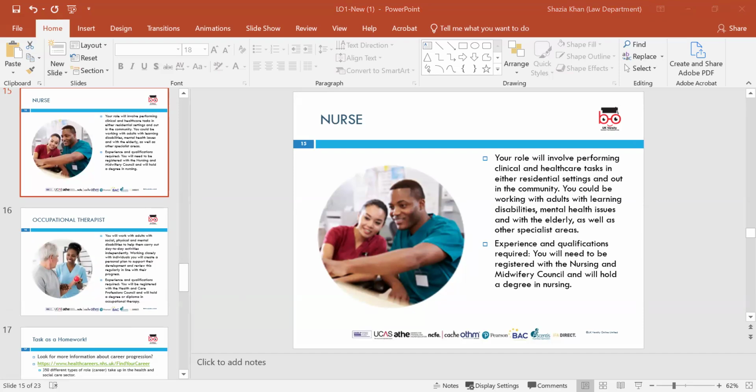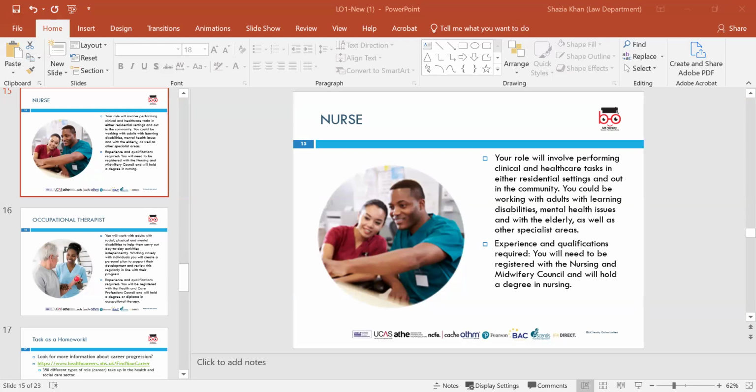Communication skills. Okay, excellent. Why is that so important? Because you're able to convey what your residents really want and how you can help them out. Excellent. Communication skills is very important.